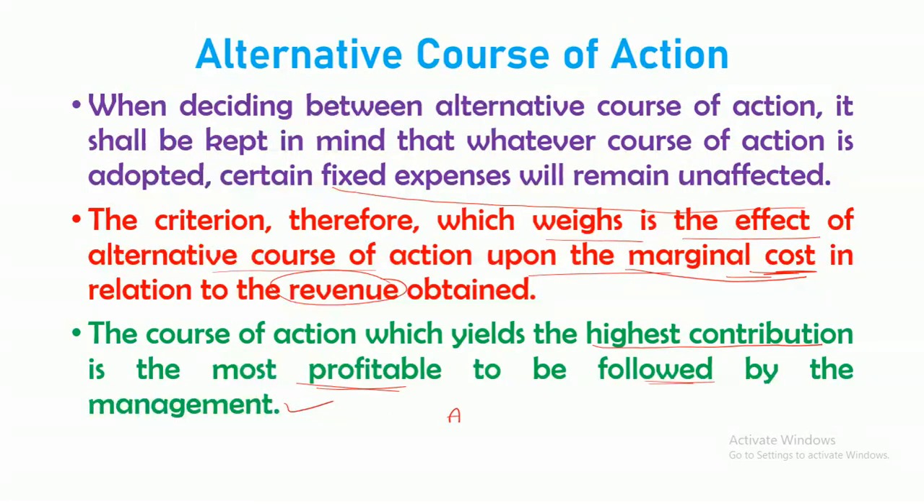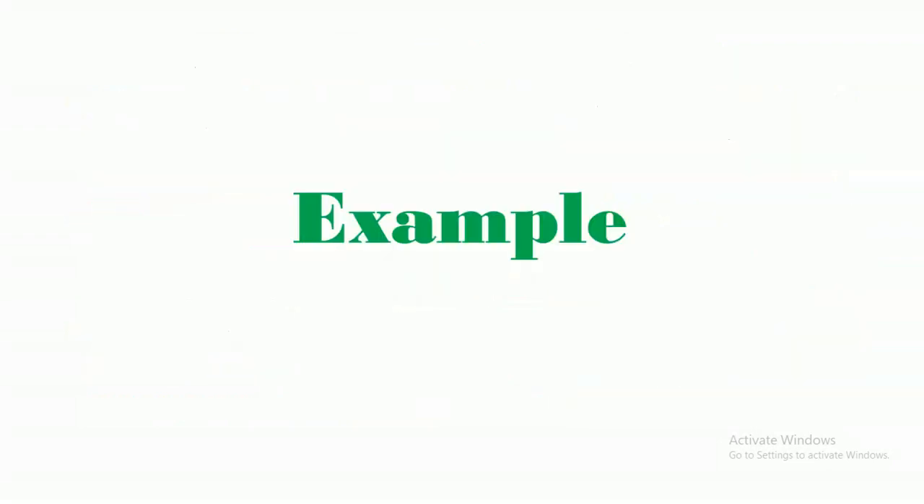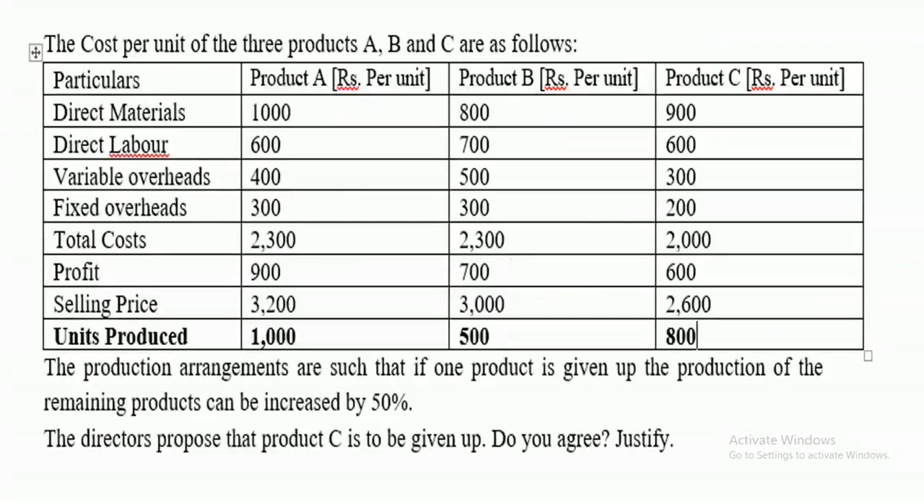Suppose the management decides to remove one of these products and keep 2 products only. Which of these products has to be continued and which one discontinued? The criterion is simple: which combination is giving more profit, or highest contribution. So how to calculate this contribution? Let us see one example problem here.